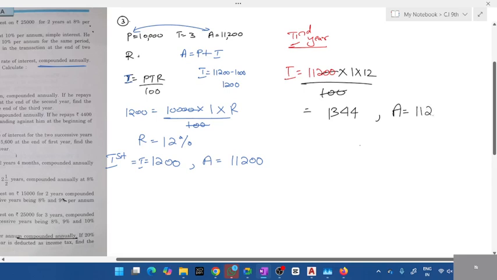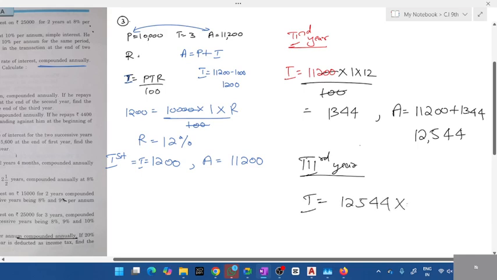So amount is equal to 11,200 plus 1,344. 12,544 for second year. Calculate the third year. Interest is equal to 12,544 into 1 into 12 by 100. Okay, your zeros cannot be cancelled. So multiply 12,544 into 12. Then use shifting method.